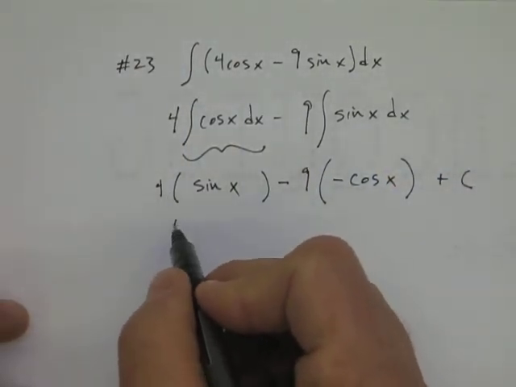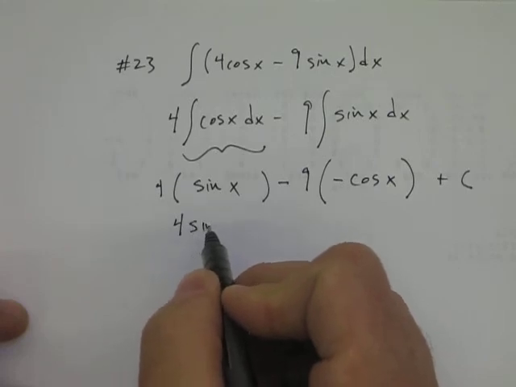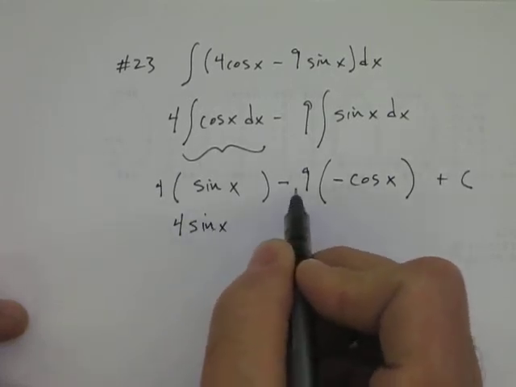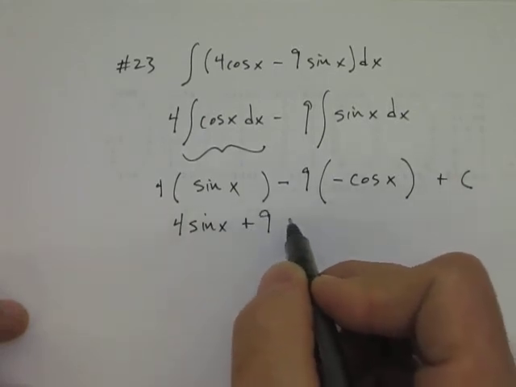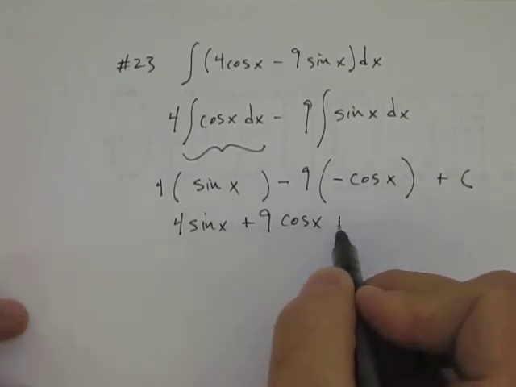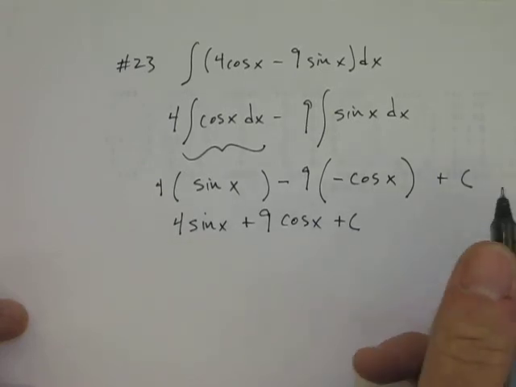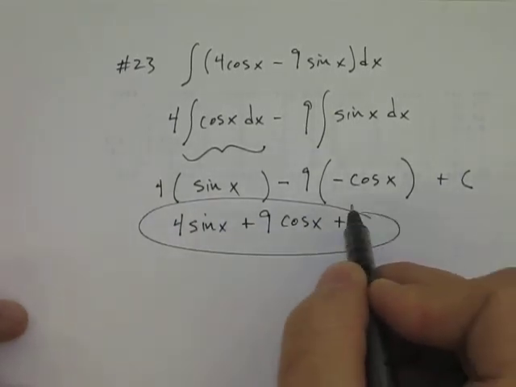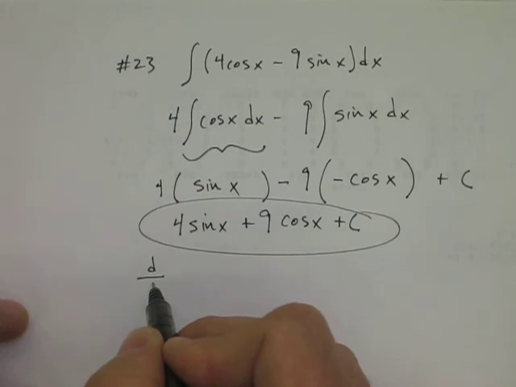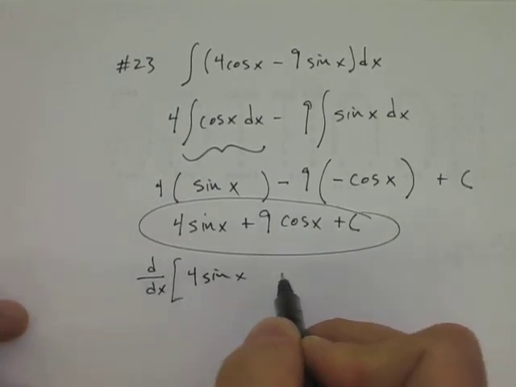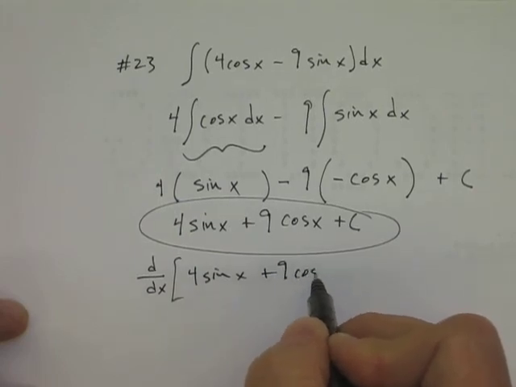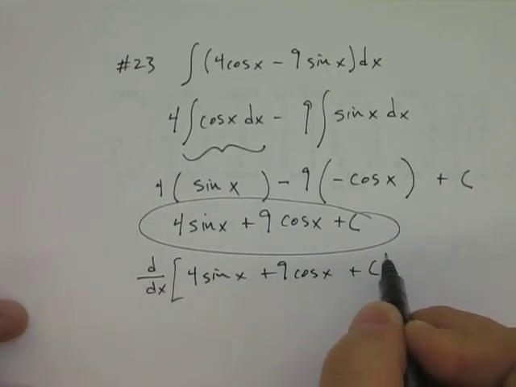We can multiply these together. We get 4 sine x minus 9 times minus 1, this will be plus 9 cosine x plus c. This is our answer. Let's quickly check this by differentiating. The derivative of 4 sine x plus 9 cosine x plus c.